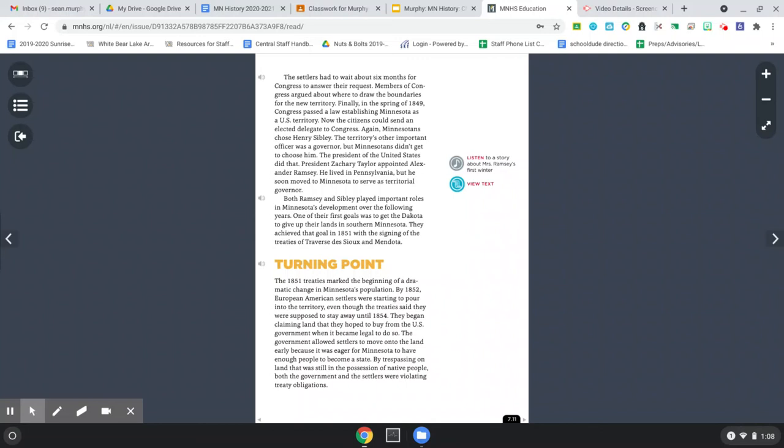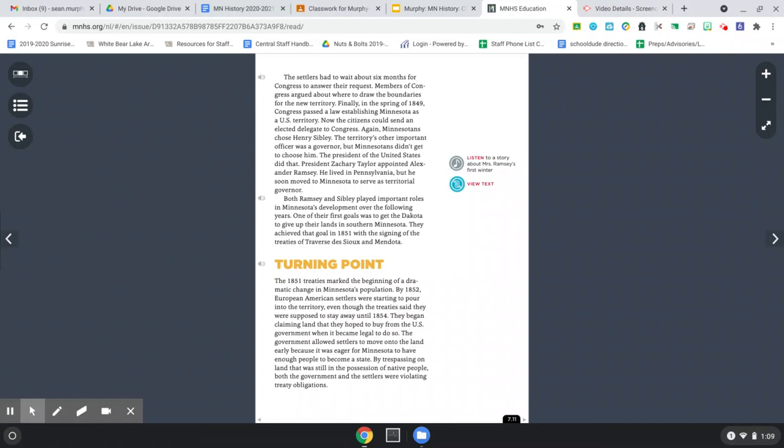The territory's other important officer was a governor, but Minnesotans didn't get to choose him. The President of the United States did that. President Zachary Taylor appointed Alexander Ramsey. He lived in Pennsylvania, but he soon moved to Minnesota to serve as territorial governor. Both Ramsey and Sibley played important roles in Minnesota's development over the following years.